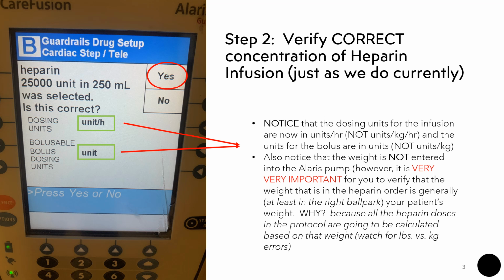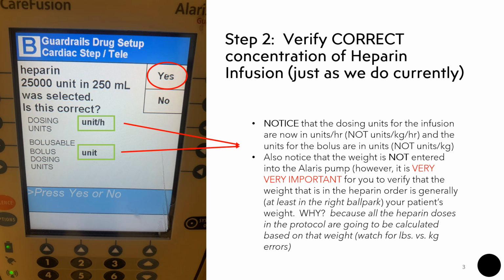And is this correct? Now notice that the dosing units for the infusion are now in units per hour and not in units per kilogram per hour. And the units for the bolus are in units, not in units per kilogram. Also notice from this that the weight is not entered into the Alaris pump as you're used to doing.